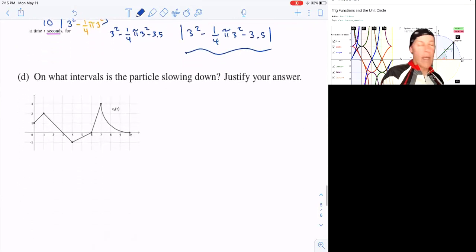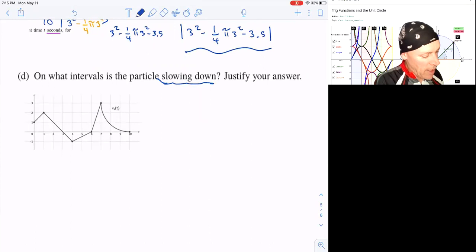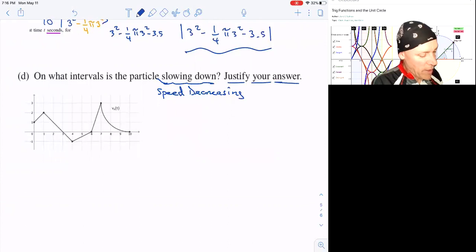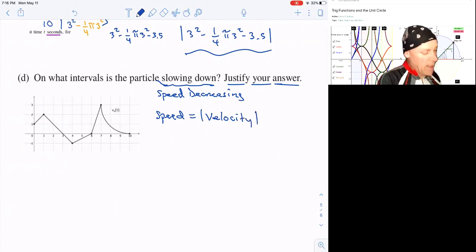Part D. Okay, last part, and I think you're going to like this one. On what intervals is the particle slowing down? Well, by slowing down, we also could say on what intervals is the particle's speed decreasing? And we do need to justify your answer. Okay, if we remember that speed is equal to the absolute value of velocity, here's what we can do.